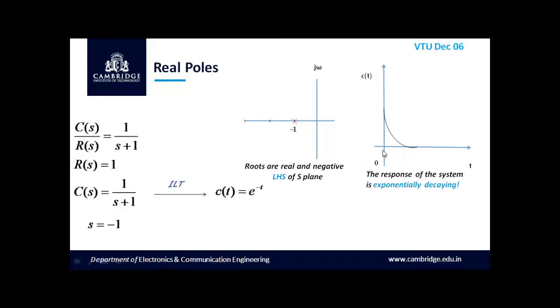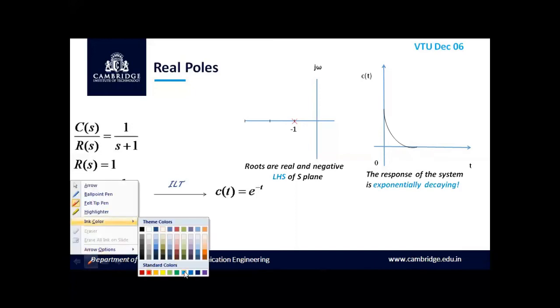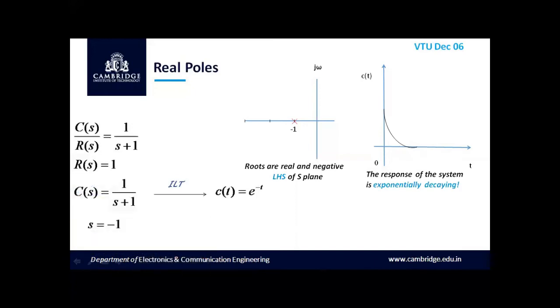For the pole which lies in the left half of the S-plane, the impulse response dies out to zero after a finite time, indicating a bounded output response. Or I can say that if the response is converging in nature, the system is said to be stable.